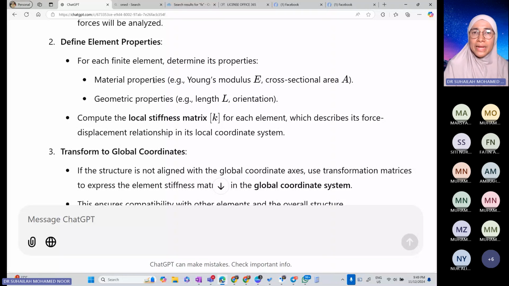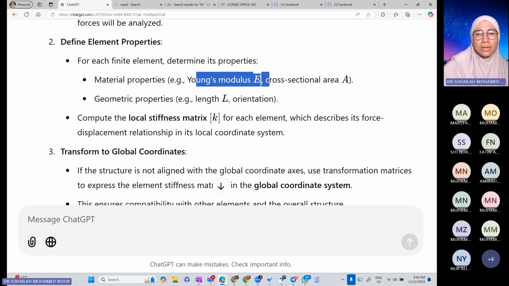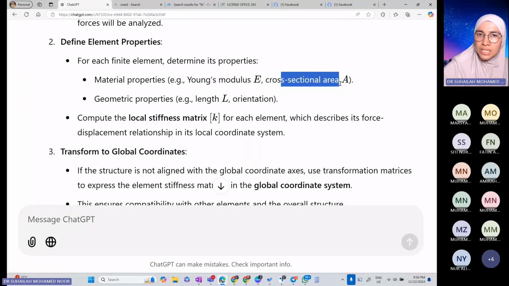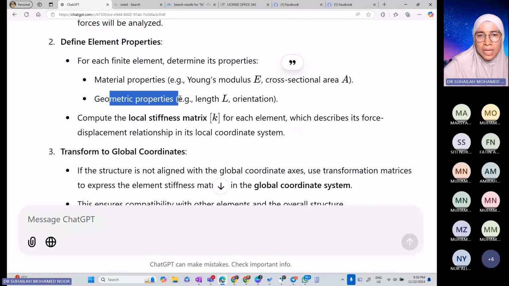So at that time, apa yang kita nak ubah? Yang kita nak ubah, possibility yang kita boleh ubah adalah tengok kepada material properties and also geometric properties. Tengok, boleh tak ubah nilai E? Boleh tak ubah cross-sectional area? Ataupun boleh tak ubah geometric properties? Okay, so normally kita akan play with all these properties and then kita akan rerun balik and then kita akan dapat new results, the displacement, then compare again.